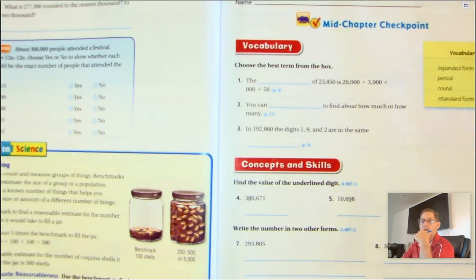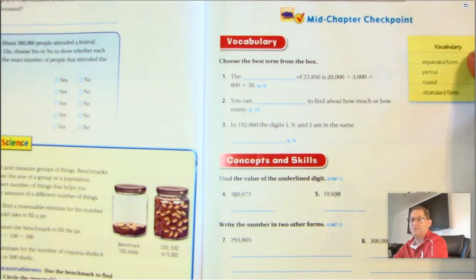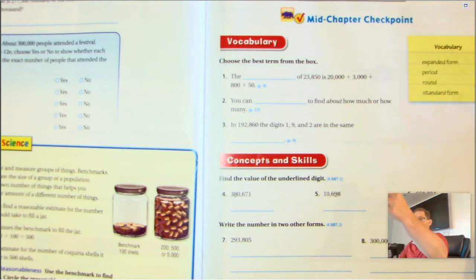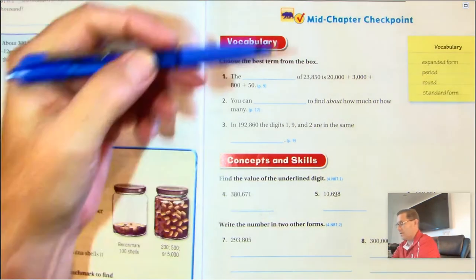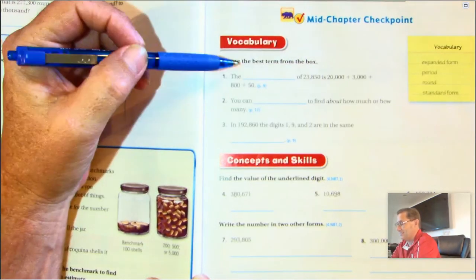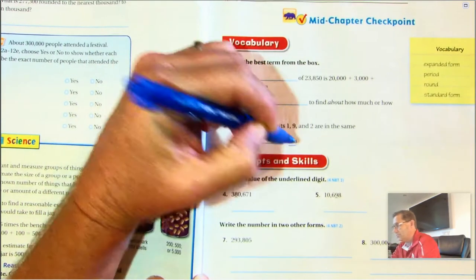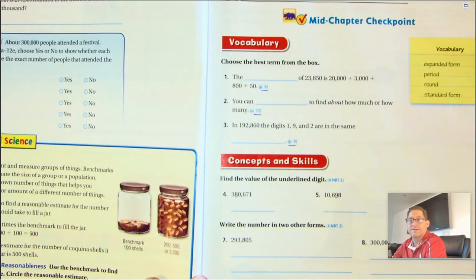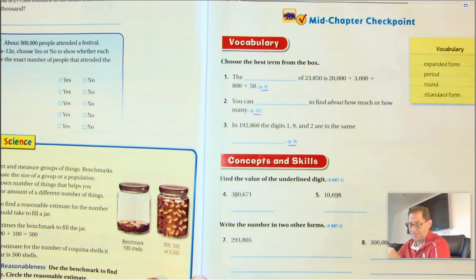All right, so on numbers 1, 2, and 3, we're going to use these vocabulary words: expanded form, period, round, and standard form. Now, when we do these problems, we don't want to just guess at the problems. Over here in these little blue parentheses, they have the page numbers where I can review that concept. So the first one says look at page 9.